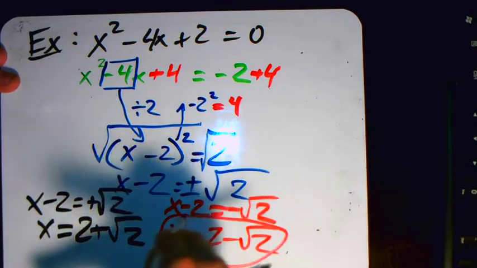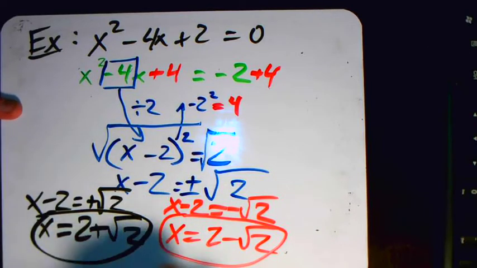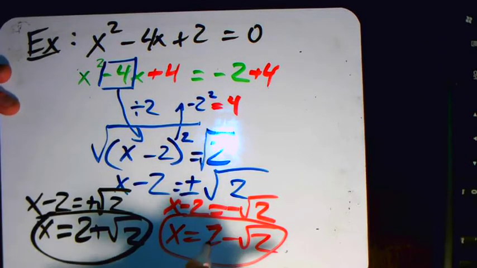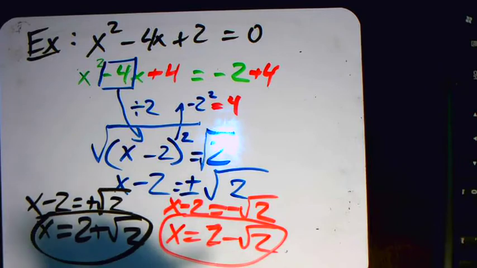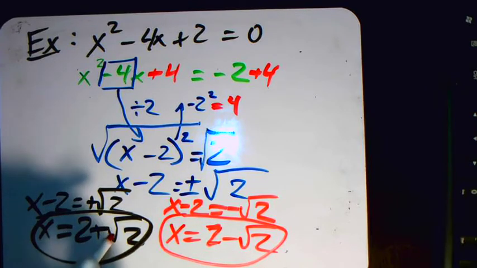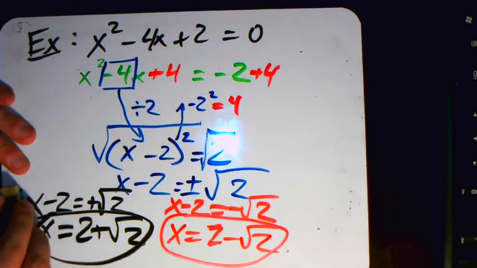So my two solutions are x equals 2 plus the square root of 2 and 2 minus the square root of 2. Now again, if you round off the decimals, you will get something that looks a little bit different that you can simplify, but this is exact. And you will get two solutions for all of these. Okay, here's one more example.